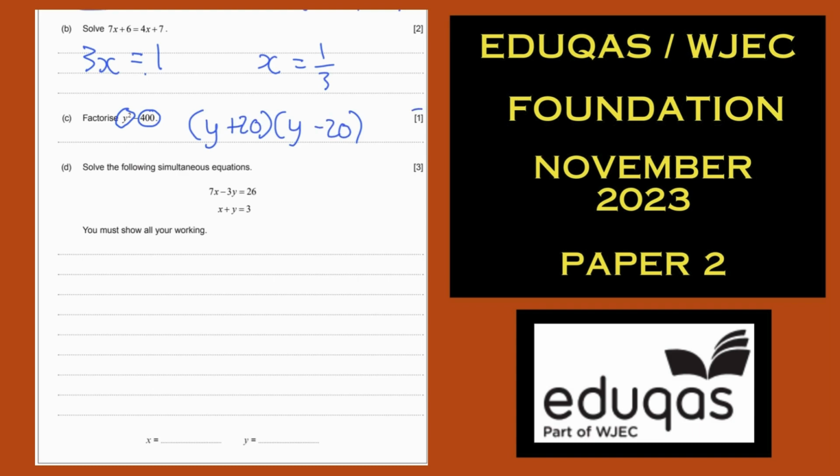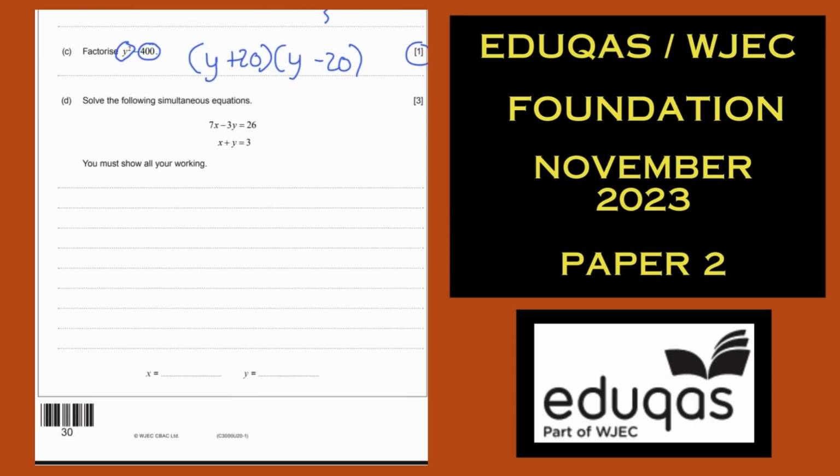You either spot them or you don't. It's either a mark you get or you don't. Solving simultaneous equations, I'm going to save a bit of space. I think it's easiest to treble the bottom equation.